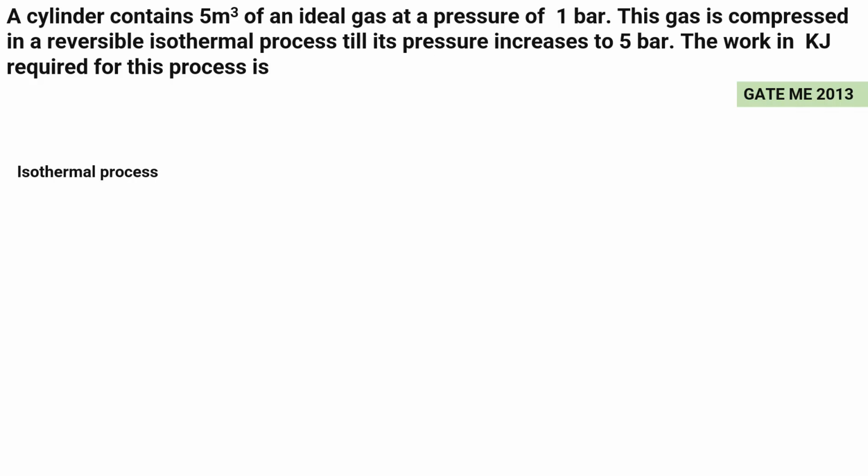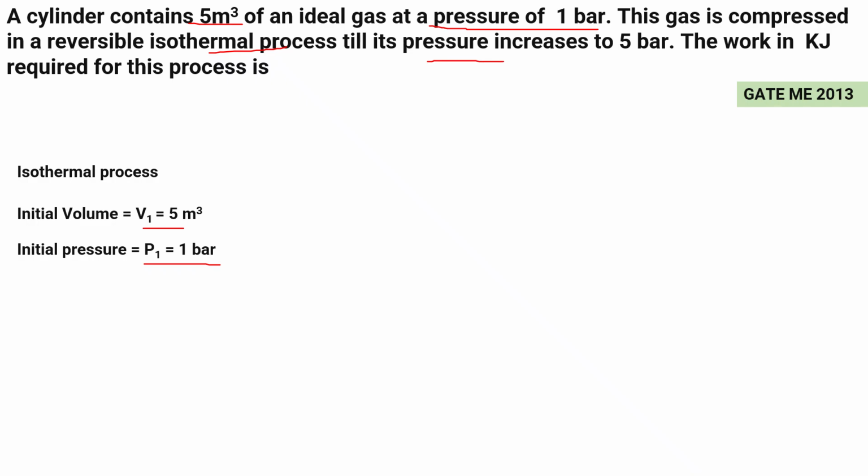So the given process is the isothermal process, and also given is the initial volume of 5 meter cube. Let's consider V1 equal to 5 meter cube, and initial pressure of 1 bar. Let's consider initial pressure P1 equal to 1 bar, and the pressure increases up to 5 bar. So final pressure, let's consider P2 equal to 5 bar.